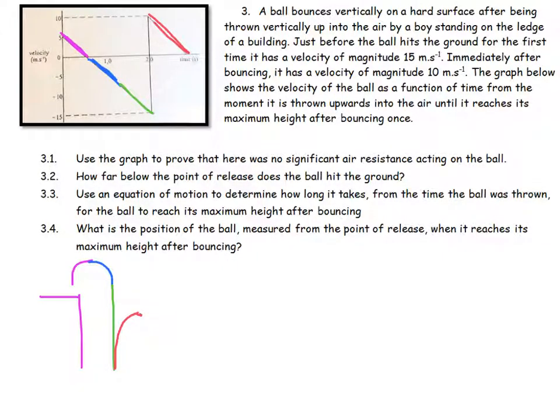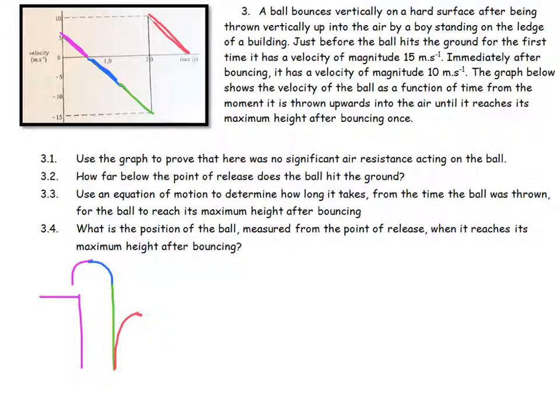Just to watch carefully what happens, they tell us, just before the ball hits the ground for the first time, it has a velocity of 15 meters per second. Immediately after bouncing, it has a velocity of magnitude 10 meters per second. It's obviously in the opposite direction if it's bounced. And notice that energy was not conserved because it had 15 meters per second in it, and it left with 10 meters per second, and therefore it lost some energy during the actual bounce.